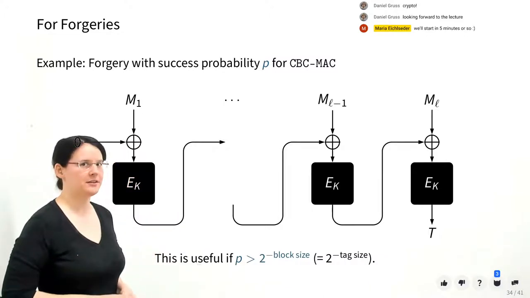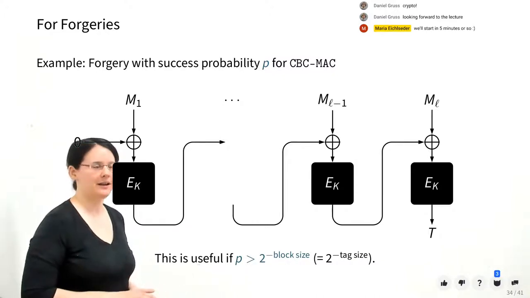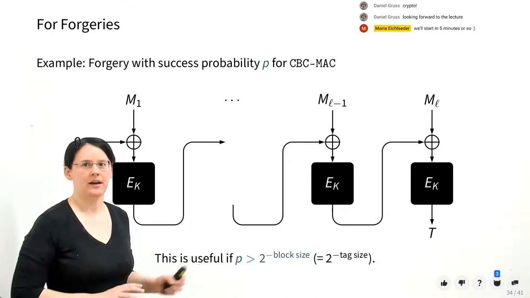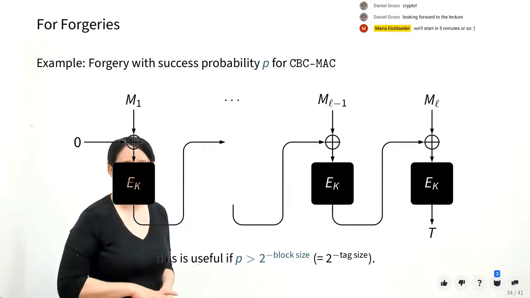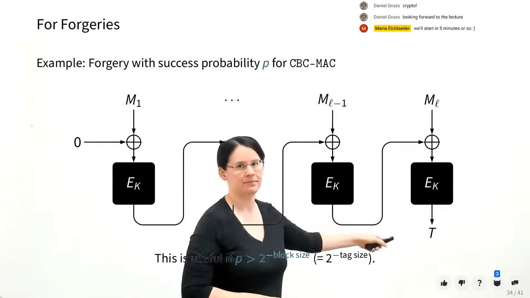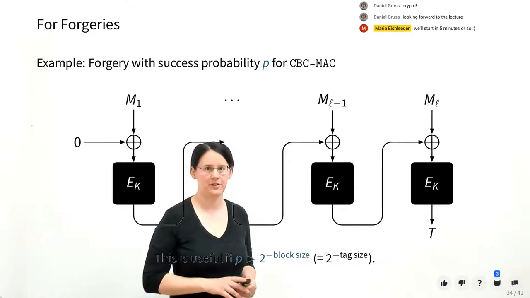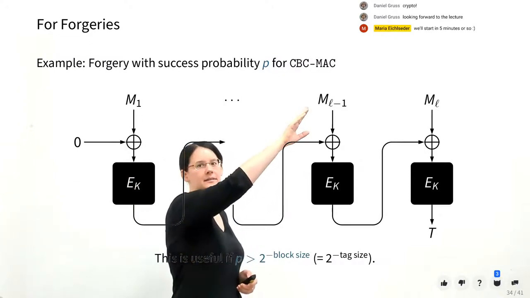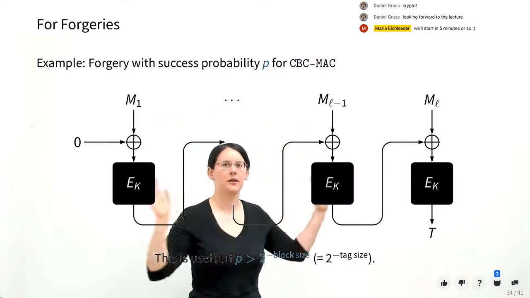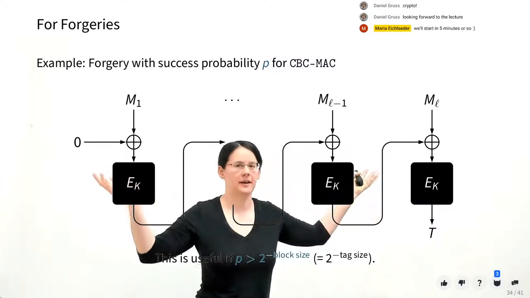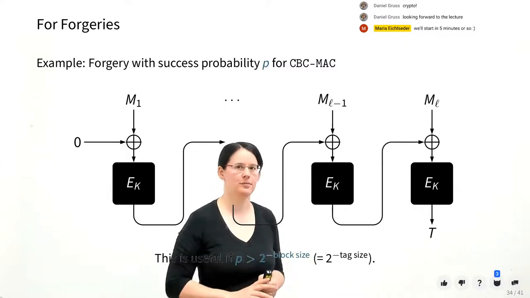How can we use a differential characteristic or a differential for this mode of operation? This is useful if we have found a differential which has a probability quite a bit larger than 2 to the minus n, when n is the block size. And at the same time, this is also the tag size. So why is that? Let's assume I have such a high probability differential. What I can do is first query the MAC oracle for the MAC for any random message that I know. And now I will construct a second message that has the same tag with a certain success probability.